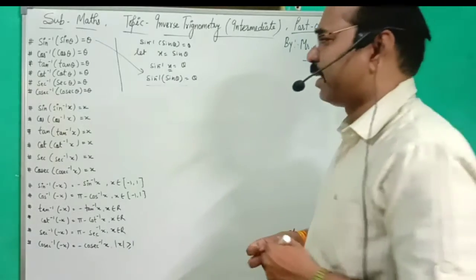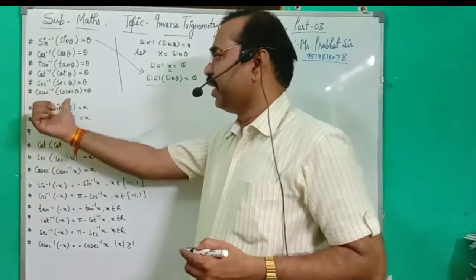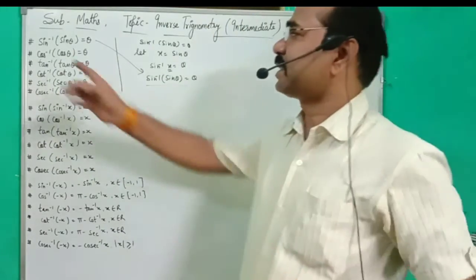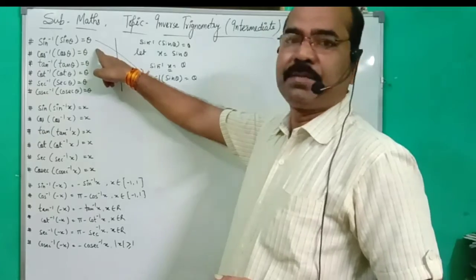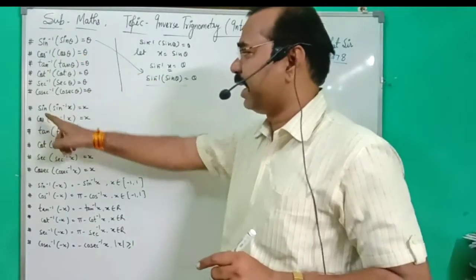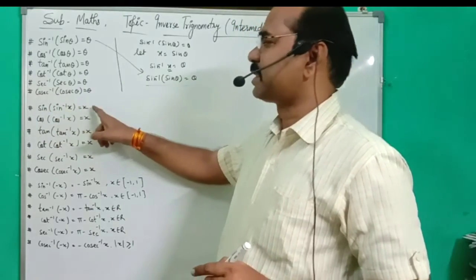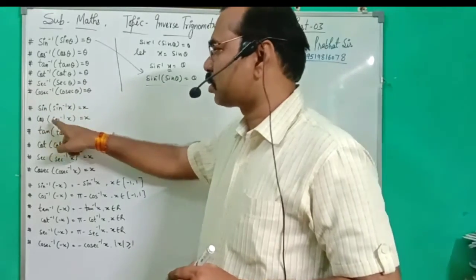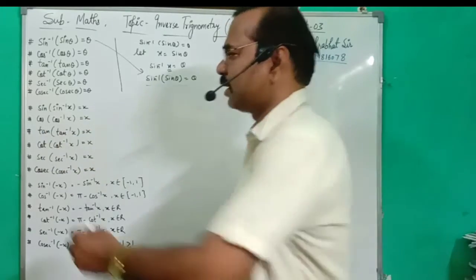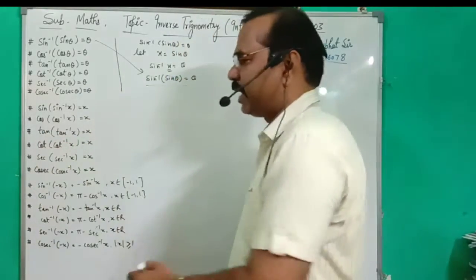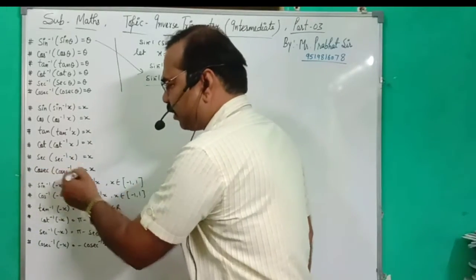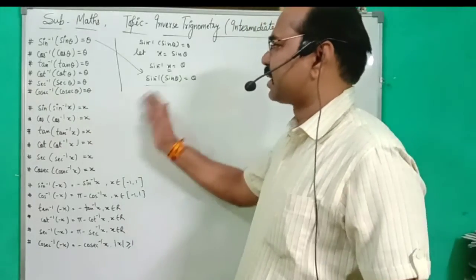Okay students, the second property is sin inverse x is equal to x. Here is the difference: in sin inverse sin theta is equal to theta, we are using sin inverse of sin theta, but here sin inverse x is equal to theta. Second, cos inverse x is equal to x. Tan inverse x is equal to x. Cot inverse x is equal to x. Sec inverse x is equal to x. Cosec inverse x is equal to x. We have already discussed these things.